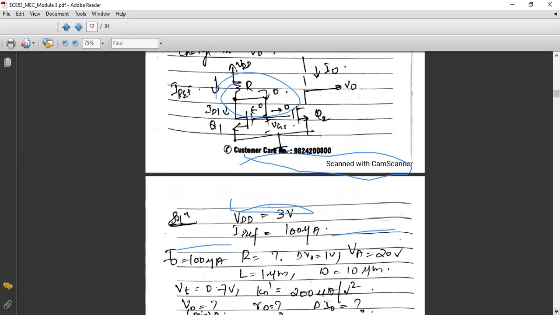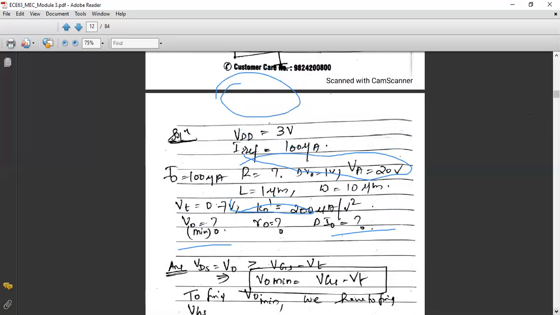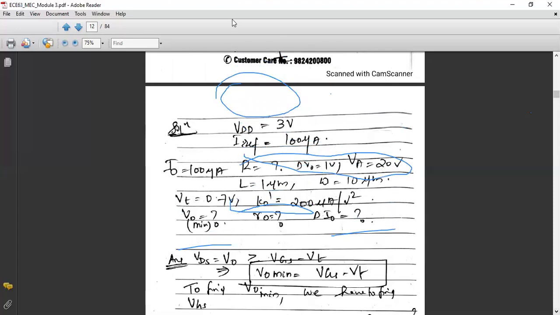So first of all I will write all the given parameters. All the given parameters I have mentioned. See, these are all the given parameters.